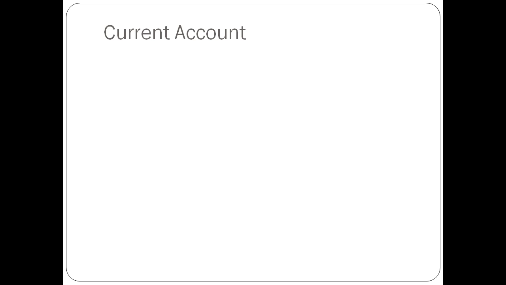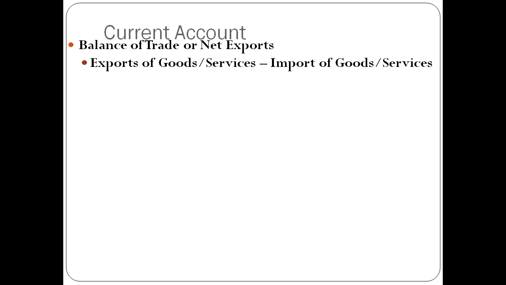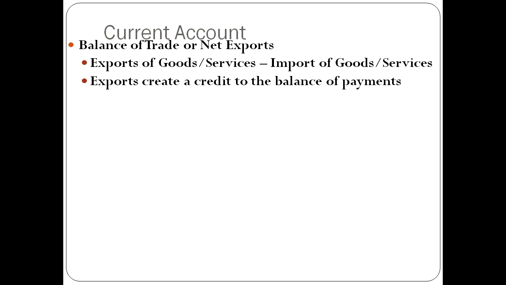All right, and so there are various things that are under the current account here. The biggest chunk of the current account is going to be the balance of trade, or net exports, which of course is the exports of goods minus the imports of goods. So exports are going to create a credit to the balance of payments. Particularly, they're going to create a credit to the current account.